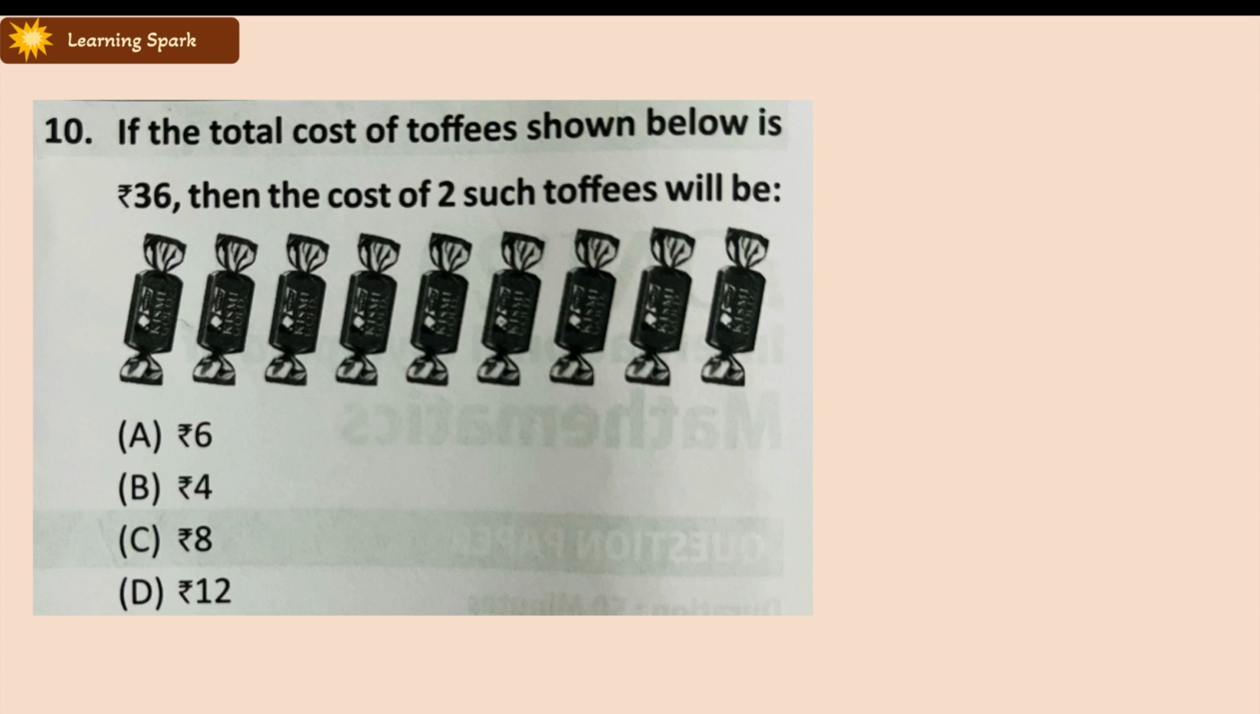Let's work this out together. So the question is, if the total cost of toffees shown below is 36, then the cost of 2 such toffees will be. So let's first calculate how many toffees are there. Okay, so 1, 2, 3, 4, 5, 6, 7, 8, 9.